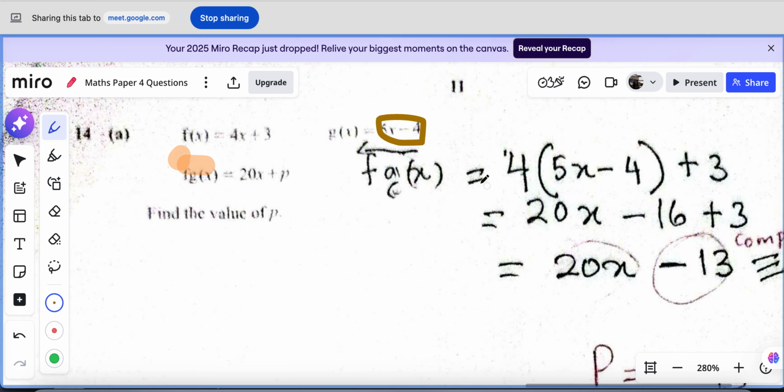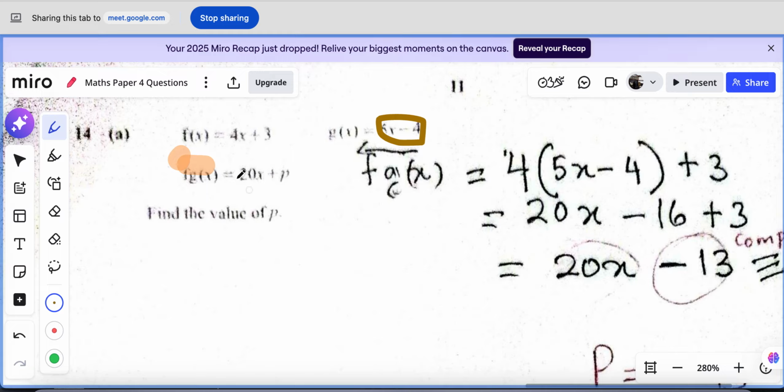So now I will expand. 4 times 5x, I get 20x. 4 times negative 4, I get negative 16. Then plus this 3. So 20x, negative 16 plus 3, you get negative 13. Remember that negative 16 is like owing $16, and if you pay $3, you're still owing $13. So your answer becomes 20x minus 13.